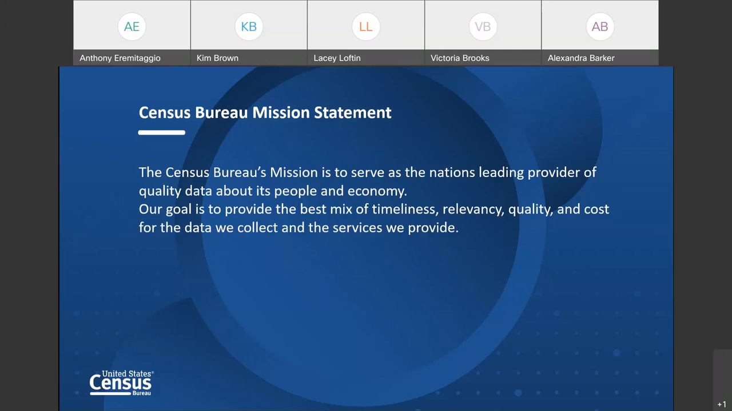So I'm gonna begin with the Census mission. The Census Bureau's mission is to serve as the nation's leading provider of quality data about its people and economy. Our goal is to provide the best mix of timeliness, relevancy, quality, and cost for the data we collect and the services that we provide. Much of the data collected by our agency is required by law. Those that work here at the agency and are a part of the data collection are held accountable, knowing that they can go to jail, pay a hefty fine, or be terminated from their job should they disclose any confidential information.